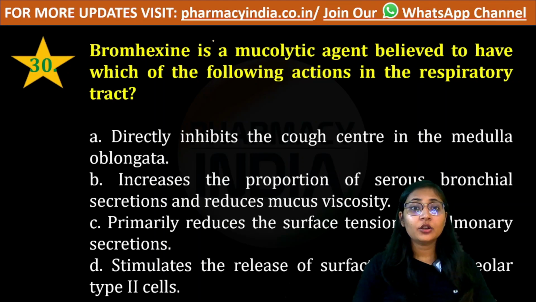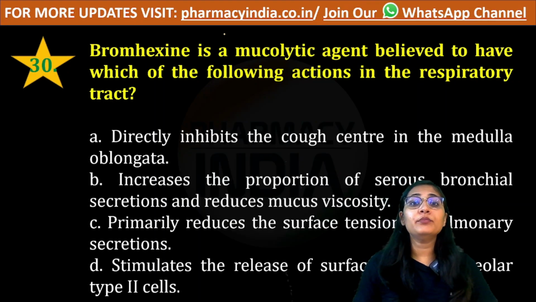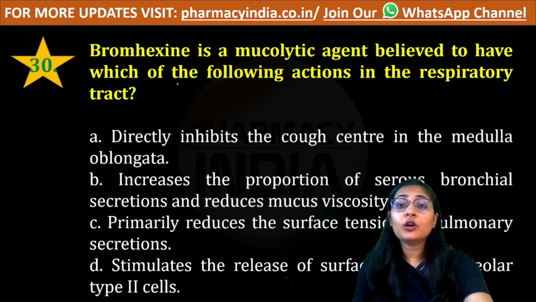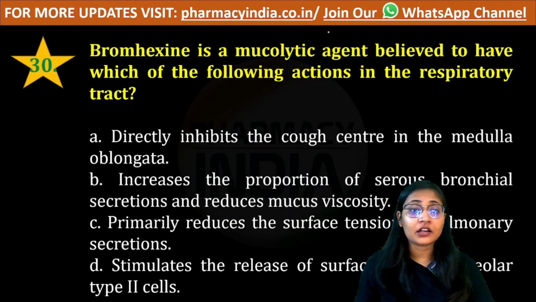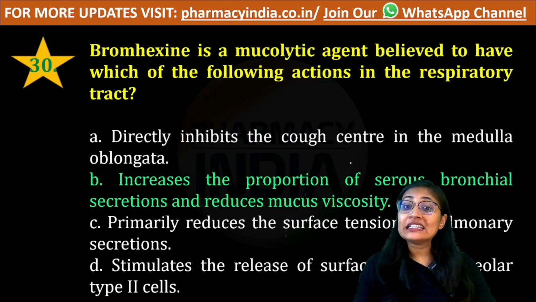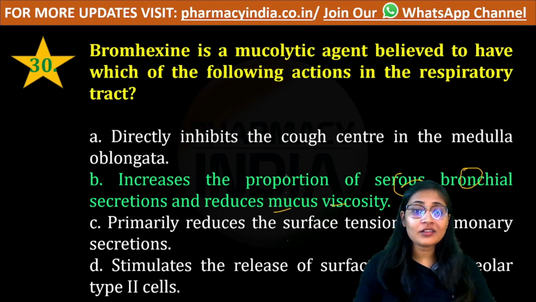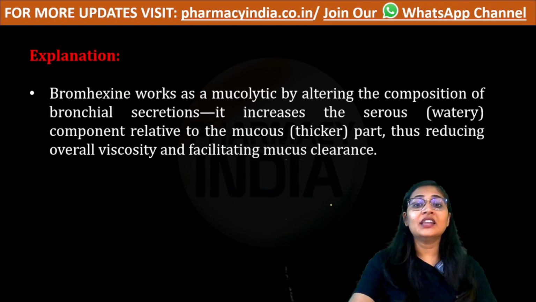Question number 30. Bromhexine is a mucolytic agent believed to have which of the following actions in the respiratory tract? So the correct answer is option number B. That is, it increases the proportion of serous bronchiolar secretion and reduces mucus viscosity. So this was the question.